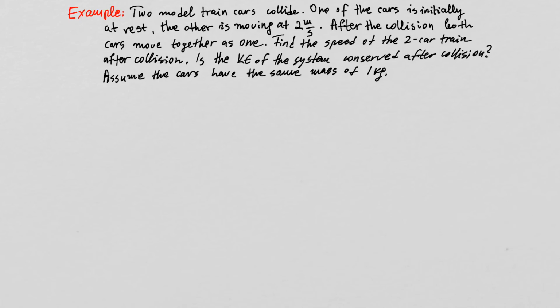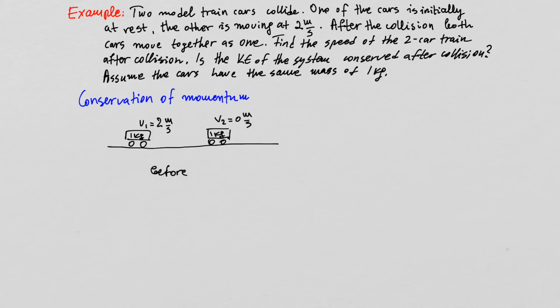Since we do not know the speed of the two-car train after collision, first I must find the speed of that two-car train. To do that, I will use the conservation of momentum principle. We are familiar with that principle from the previous lecture, so the calculations will be familiar to you. So here is a sketch of the situation. Before the collision, the first car is moving with velocity v1 of 2 meters per second to the right, and the second car is stationary with, of course, velocity v2 equal to 0 meters per second.